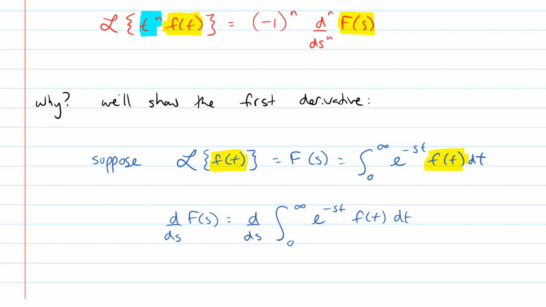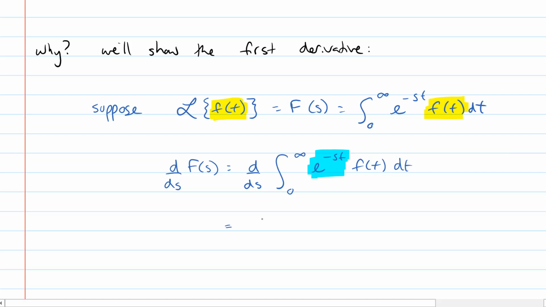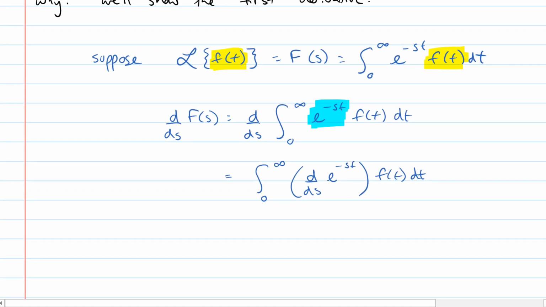But notice that the only term inside this integral that actually has s in it is the e to the negative st. So if we take that derivative inside the integral, we get the integral from 0 to infinity of the derivative with respect to s of e to the negative st times f of t dt. When we take the derivative, we get negative t times e to the negative st, times f of t dt, and that's just taking that derivative.